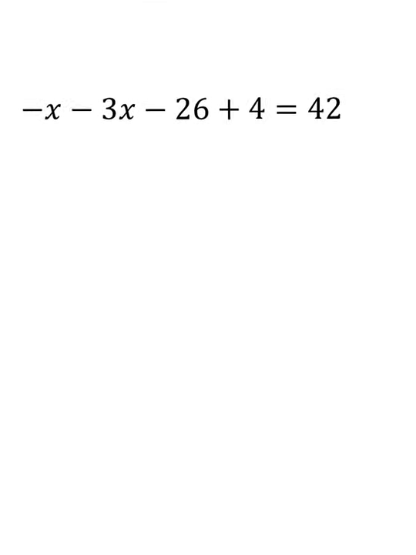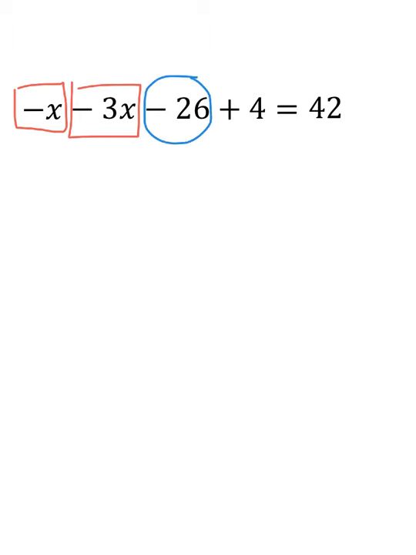Just a couple more here. Now this one has a few different kinds of terms that we can combine. We have some terms with x's in them, so I'm going to box those in red. We have negative x minus 3x. Then in blue, I'm going to circle these constants.